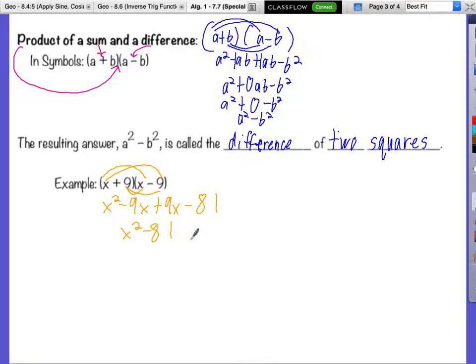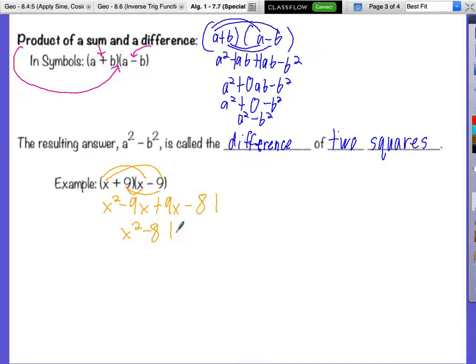X squared minus 81. Is x squared a perfect square? Yeah, because x times x is x squared. Is 81 a perfect square? Yeah. So we have the difference of 2 squares. Even though this one doesn't have a square symbol on it, it's still a perfect square, just like 9 or 16 or 4 like we talked about. 81 is a perfect square because 9 times 9.